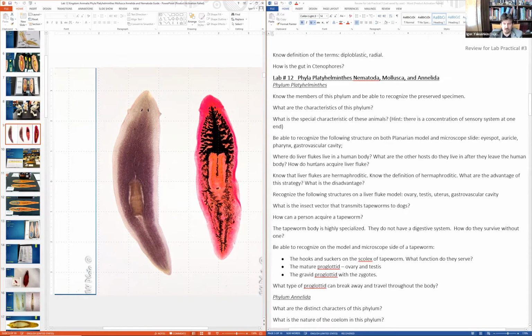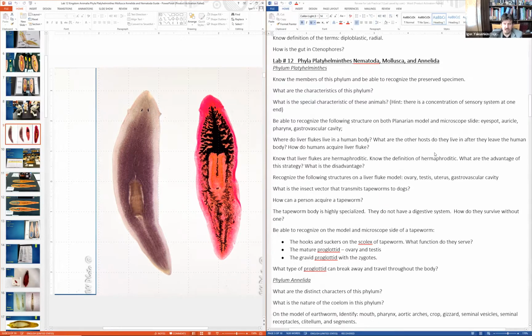Do liver flukes live where? Do liver flukes live in the human body in the liver? What are the other hosts? Do they live after they leave humans? Mollusks and fish, generally speaking, or mollusks and other vertebrates, but mollusks and fish. Know that liver flukes are hermaphroditic. Know the definition of hermaphroditic, being male and female, or having ovaries and testes at the same time.